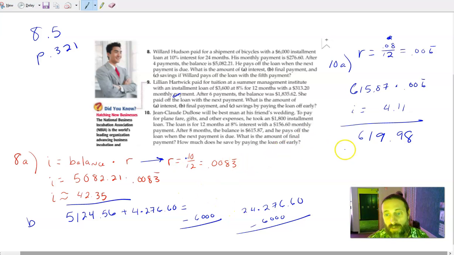And again, how much do you save by paying off the loan early? Compare the total amount paid when you pay it off early versus if you had 12 payments at $156.60, and then subtract the original principal. Hope that helps.